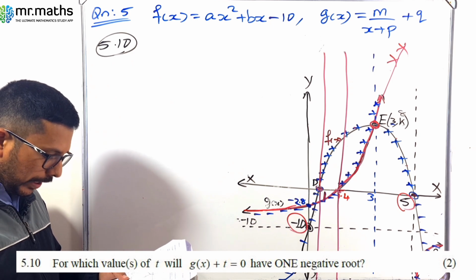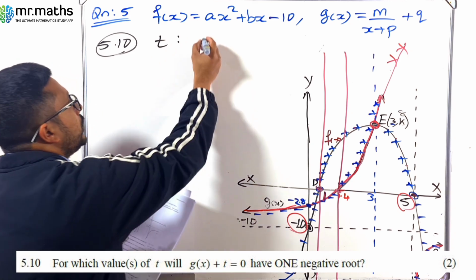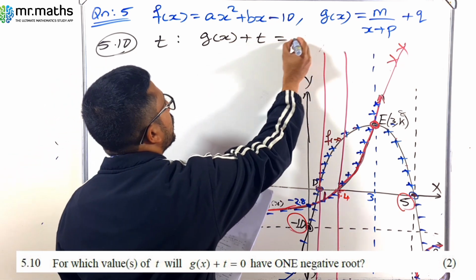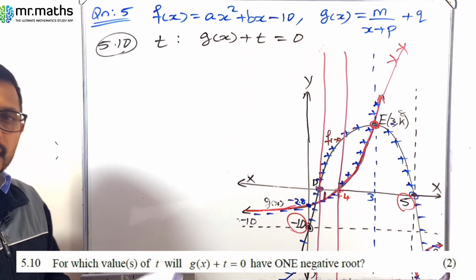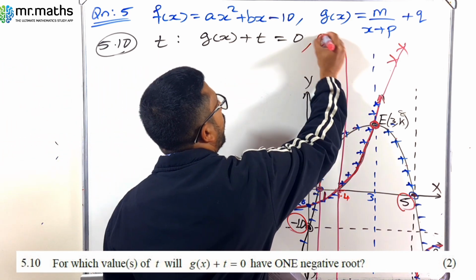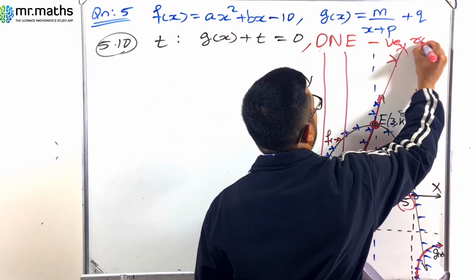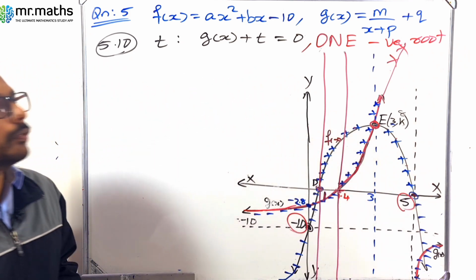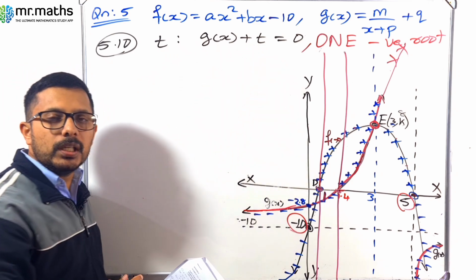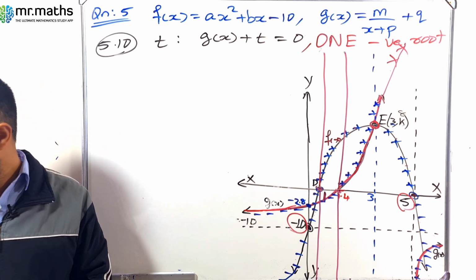For which value of t you have to find the value of t? And what is the condition? g of x plus t is equal to 0 has one negative root. So this equation has one negative root. You have to find the value of this t, where g of x plus t is equal to 0 has one negative root. That's a tricky question.